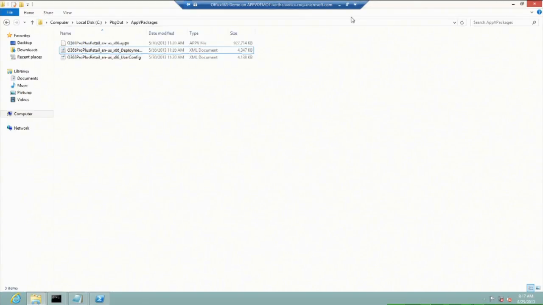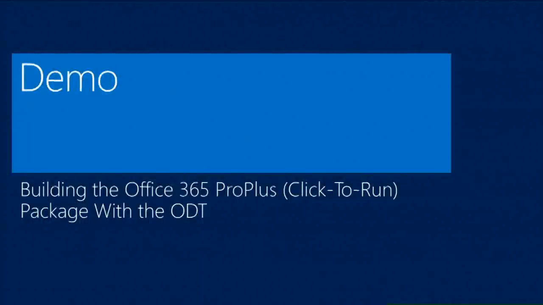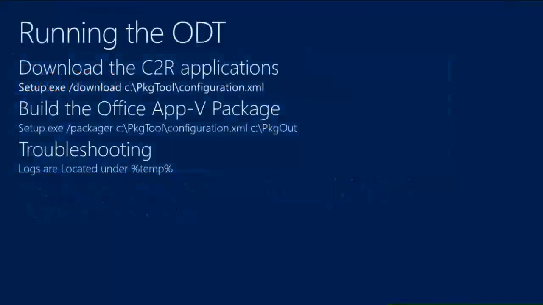All right, so let's switch back over to here. Again, running the Office deployment tool: download the click to run applications using that setup.exe with the download flag, and then build your Office package using the setup.exe with the packager flag. Simple and straightforward. We also have the logs available for you. Again, this is going to be the easiest package you ever create for Office. I mean, for AppV. And for Office, for that matter.